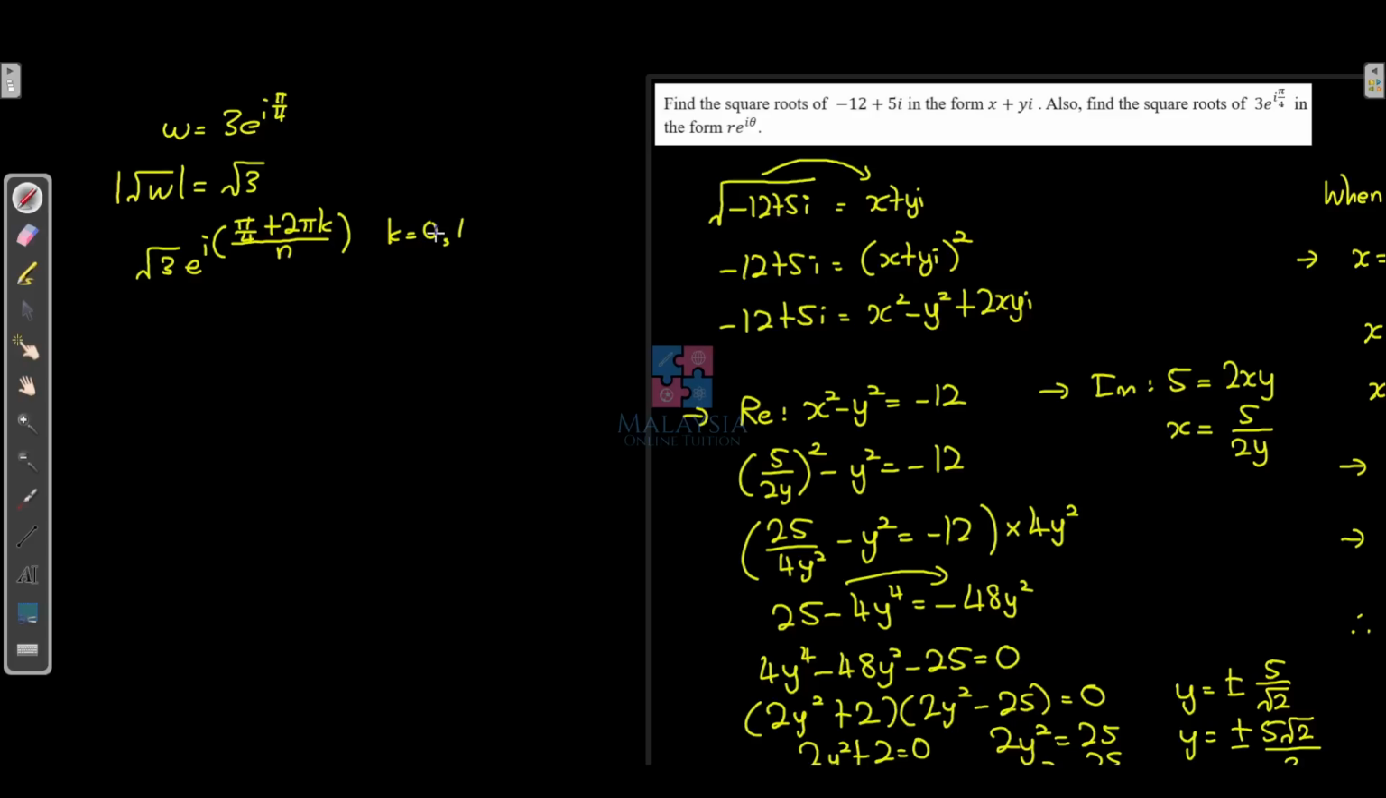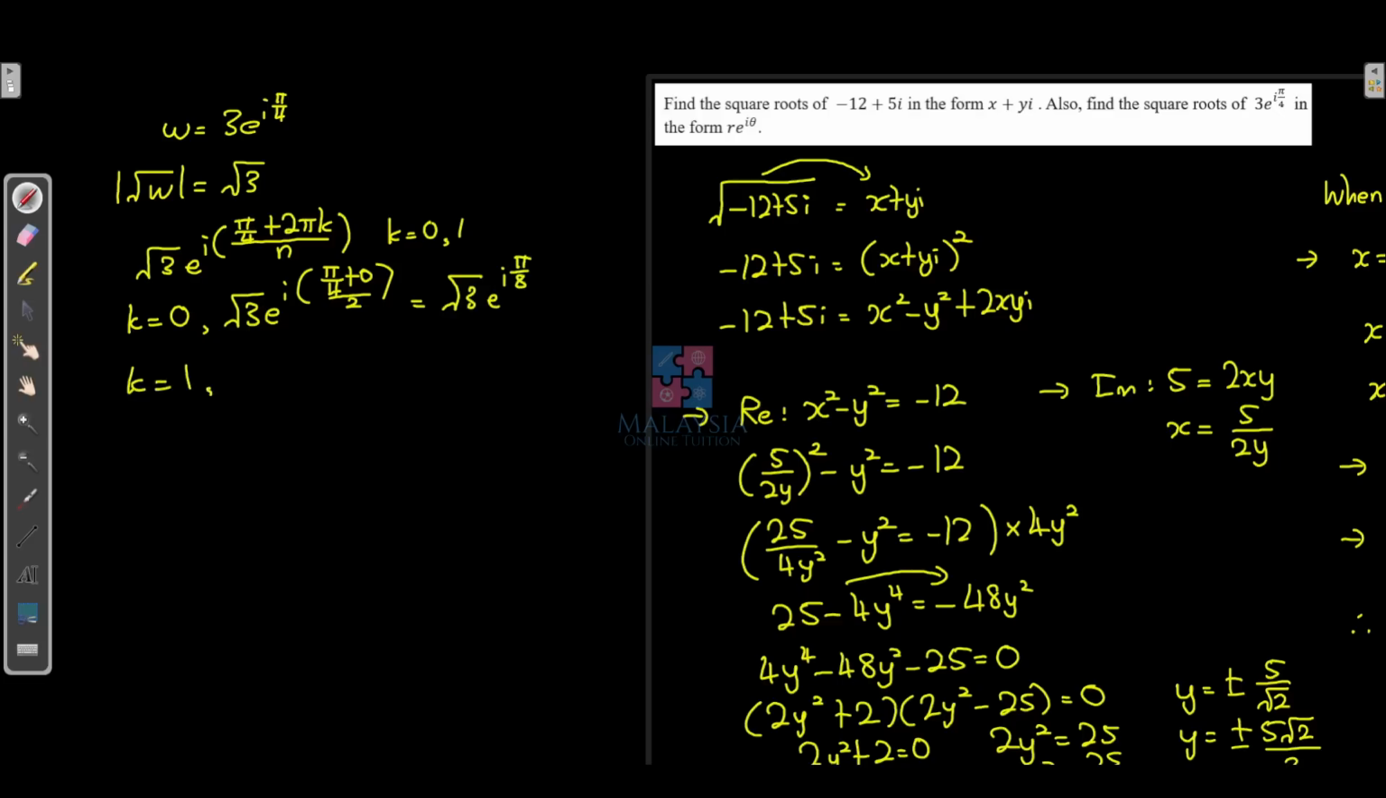Okay, so now starting with the value of k equals 0, we get square root 3e^i, and then what is this? Pi over 4 plus 0, divided by 2, because we are finding the square root. So this is square root 3e^(i pi over 8). This is the first answer.